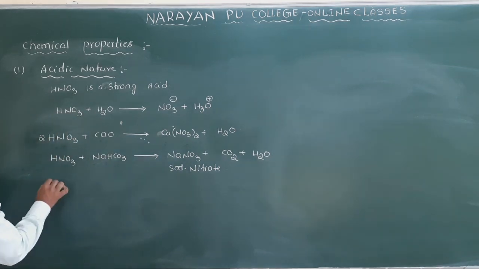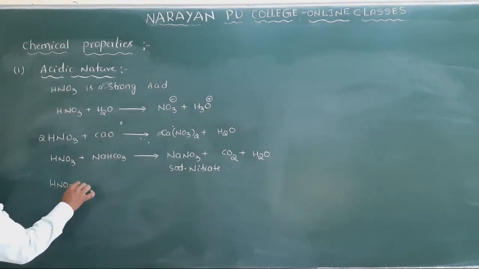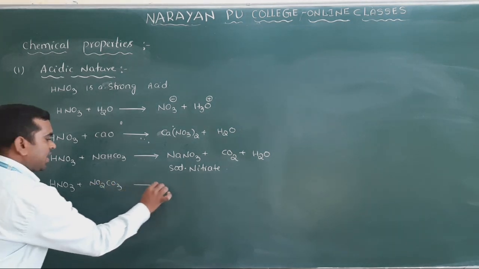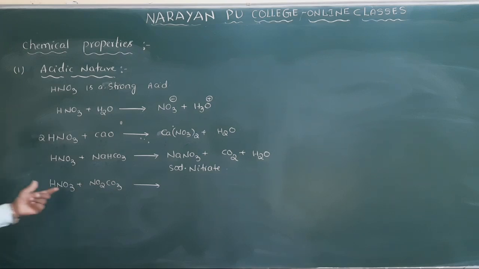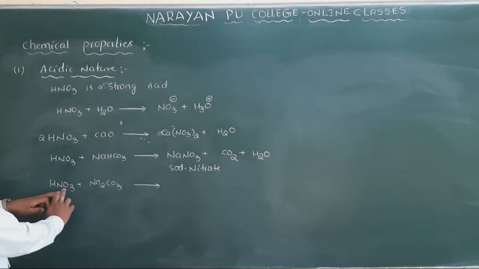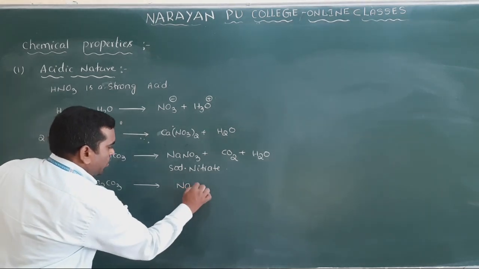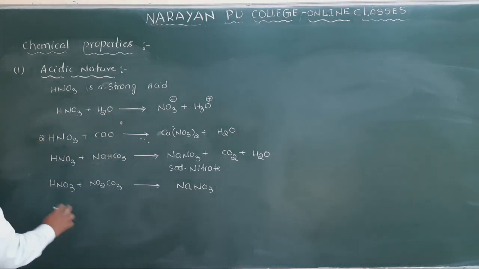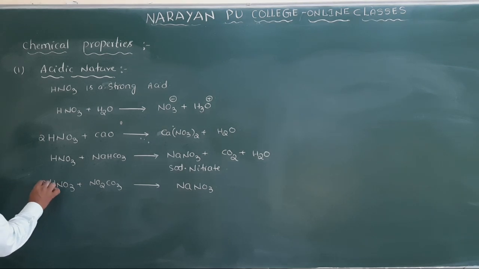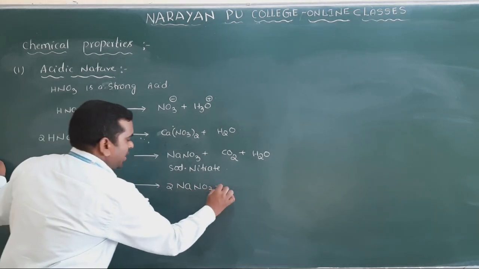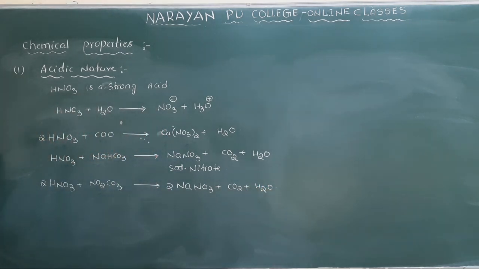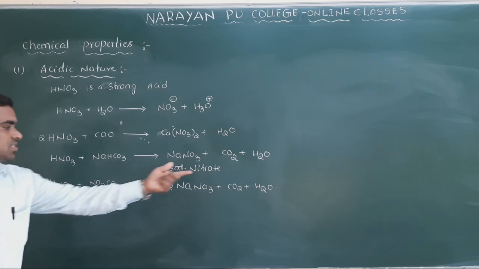And the same way, if I take HNO3 plus Na2CO3, this is sodium carbonate, then what will you get? You will get NaNO3, sodium nitrate, plus CO2 plus H2O. But here 2 Na are there, so I have to take 2 moles of HNO3, then I will get 2 NaNO3, and CO2 plus H2O. How many hydrogens are there? 2 hydrogens, so H2O.